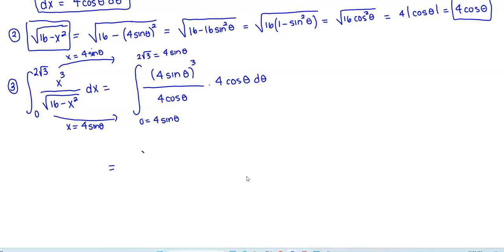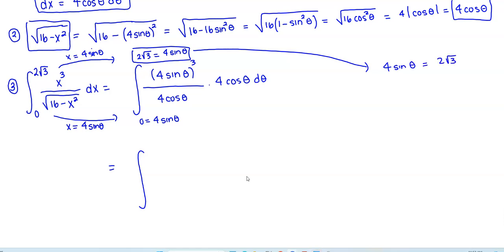Okay, so now we're going to figure out what the upper and lower bounds are. So let's take a look at the upper bound. Here we have 4 times the sine of theta, which is equal to 2 times the square root of 3. Divide both sides by 4. The sine of theta is equal to square root of 3 over 2. And so what is the angle whose sine is the square root of 3 over 2? Well, that tells us that theta is going to equal pi over 3.